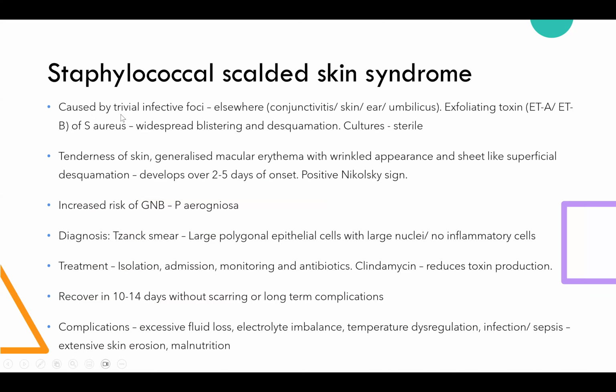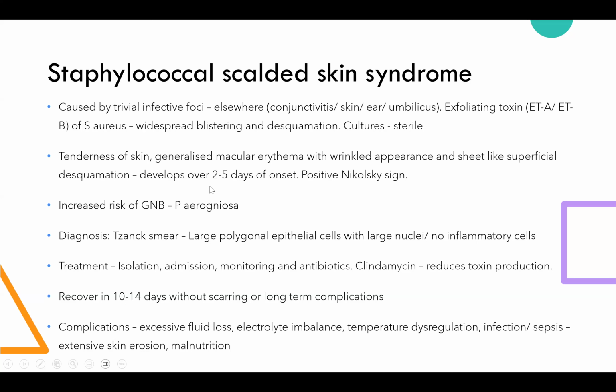It can be due to a trivial infective focus elsewhere in the body, like conjunctivitis, localized skin impetigo, ear, or umbilicus. And it is due to exfoliating toxin ETA or ETB, causing widespread blistering and desquamation. Cultures are usually sterile. They present with a generalized erythema with wrinkled appearance and sheet-like superficial desquamation.